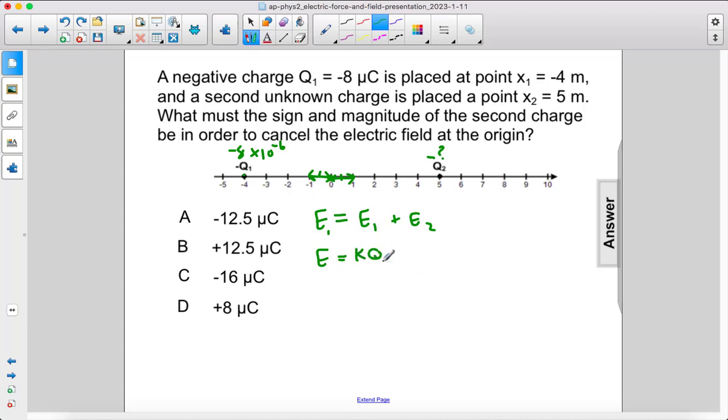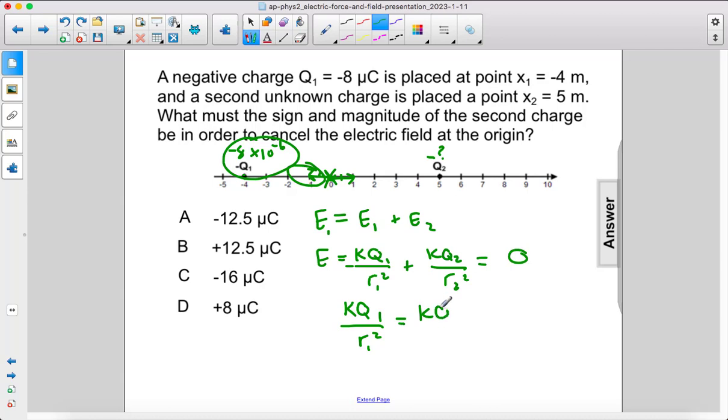So we have k q1 over r1 squared plus k q2 over r2 squared. Now which one of these is going to be negative? This one there. So the field due to q1 will be negative because this vector points to the left. And those added together will equal 0 because we want them to be 0 at the origin. So I'm going to say k q1 over r1 squared equals k q2 over r2 squared.